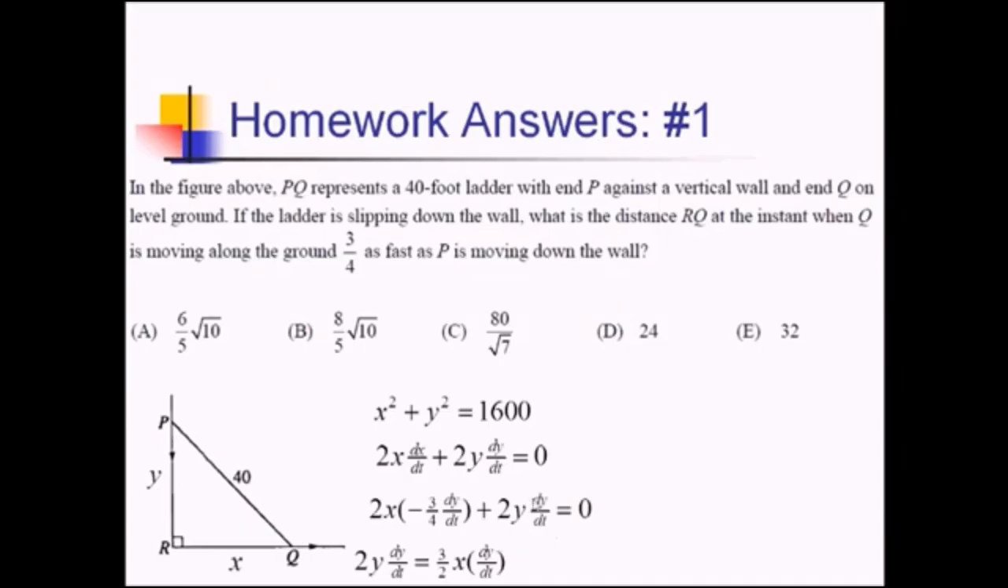What? Dividing by a variable, you say? Are we allowed to do that? We are if we know for a fact that we're not dividing by 0. Dy over dt, that's this rate of change here. We know this can't be 0 because if a ladder is sliding down the wall, this is going to be a negative value. So we're going to divide both sides by that. So that just leaves us with y. And I divided by 2 also, so this is going to be 3/4 x.